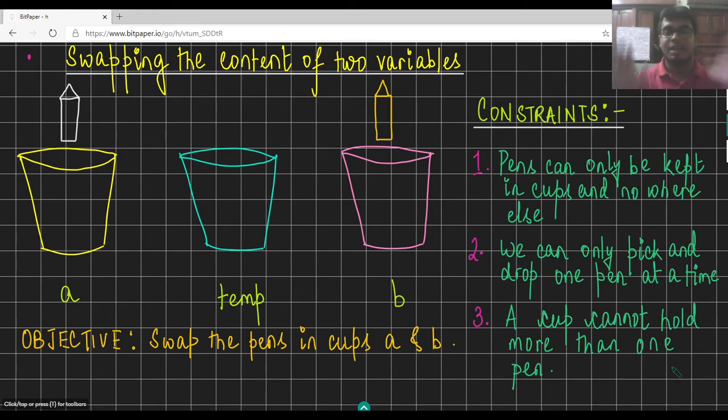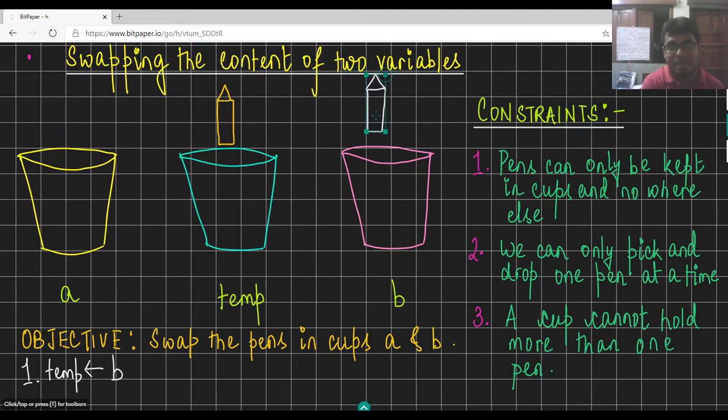So this is a fresh set of example. Here we have reset the positions of the pens. So let's start with the pen in cup B. I'm going to take this pen and place it in cup temp. So first step, you take the pen in cup B, store it in temp. Secondly, I'm going to take the pen in cup A and place it in cup B. Number 3, I'm going to take the pen in cup temp and place it in cup A.